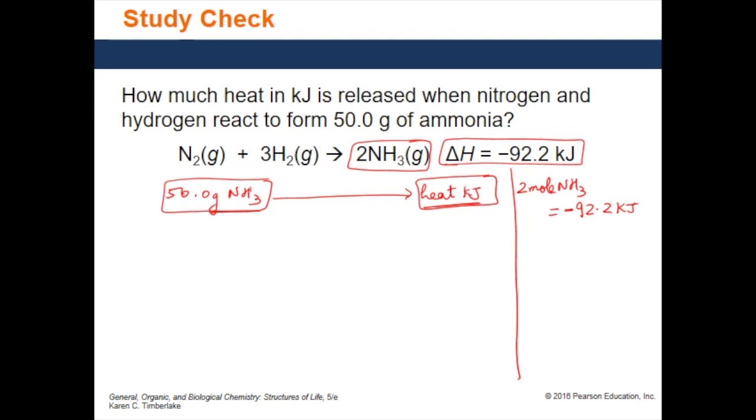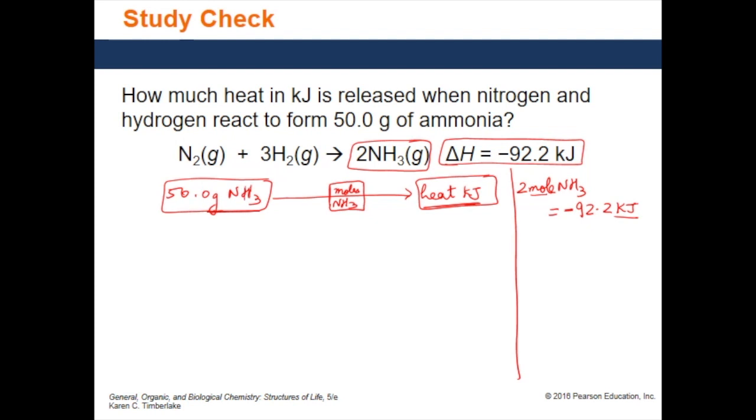Okay, so I know a relationship between moles and kilojoules, but I don't know a relationship between grams and kilojoules. That means I'll have to add a step in between where I can go from grams to moles of ammonia, and then from moles of ammonia I can go to kilojoules of heat. What is the conversion factor to go between grams and moles? Again, it is molar mass.